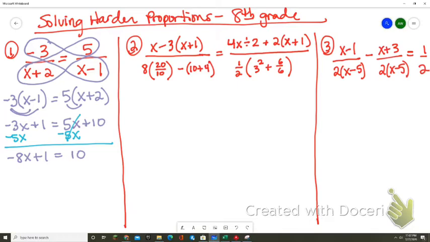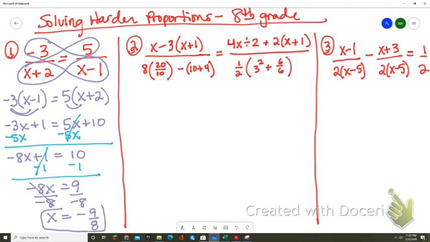Then I would move the 1 to the other side by subtracting. I have -8x equals 9. Then I divide by -8. And I get x equals -9/8. When you're writing negatives with fractions, that negative can go with the 9 or the 8. It doesn't matter if it goes with the numerator or the denominator, or it can just go out in front of the fraction.